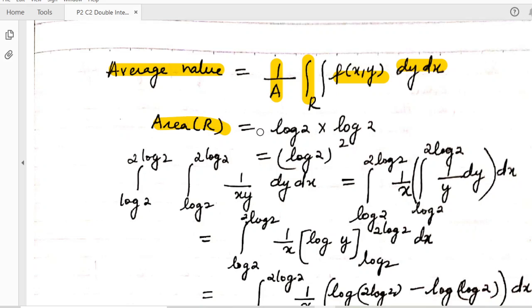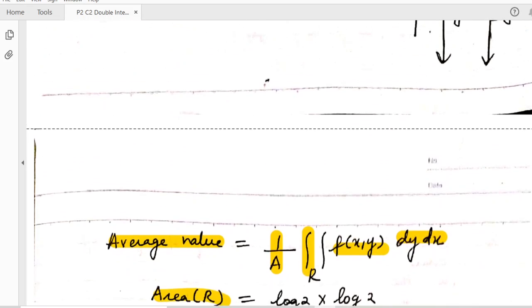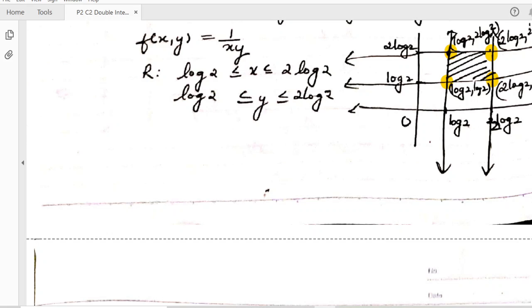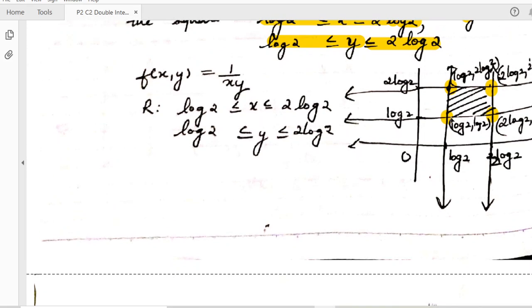So let us see, we know that the area of a rectangle is always length into breadth. So let us see what is the length and breadth here. So let us see the region. This is our region. Now here we can see, what can we say about this length? We know this point is 2 log 2. This is log 2. So the difference between these two is log 2. So this distance will be log 2.